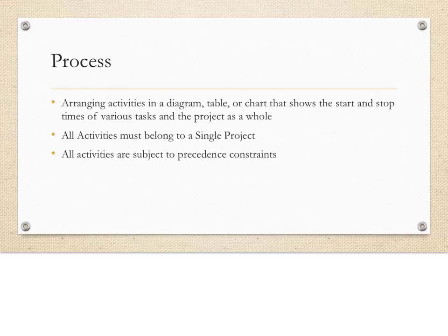The process of project scheduling is quite intuitive. It is a matter of first arranging activities into a diagram, table, or chart showing the start and stop times of various tasks involved with a project. It is important to keep in mind that as you do this, all activities must belong to a single project. It is also important to understand that each task is subject to precedence constraints. So, what do I mean by that?